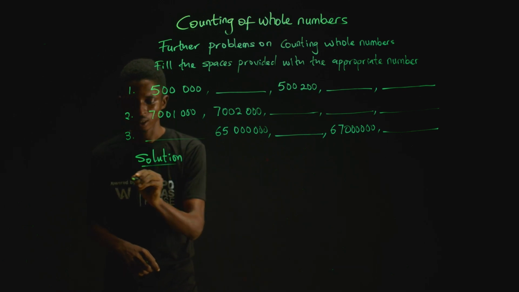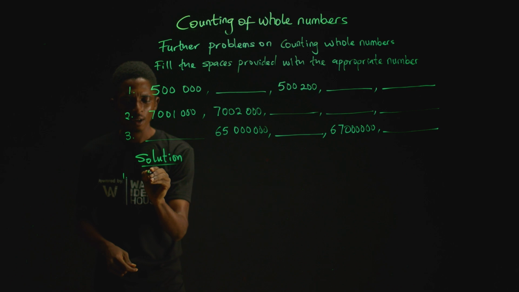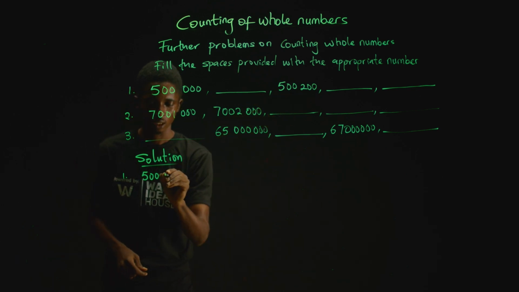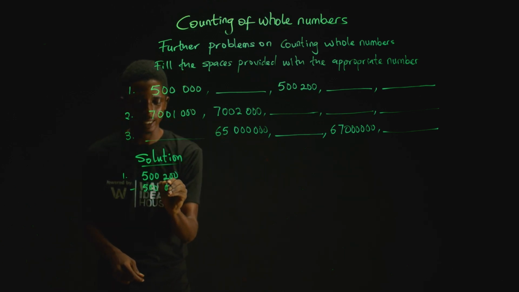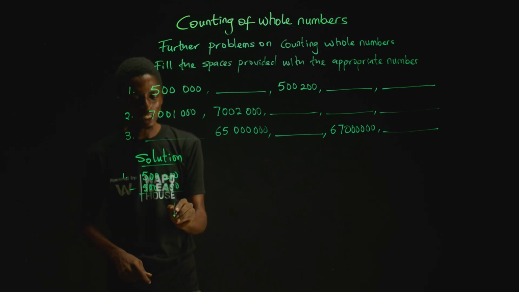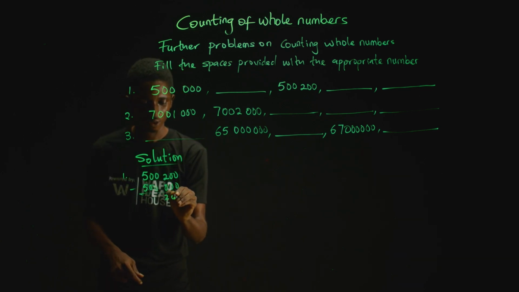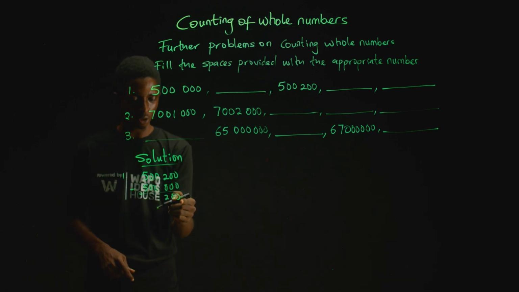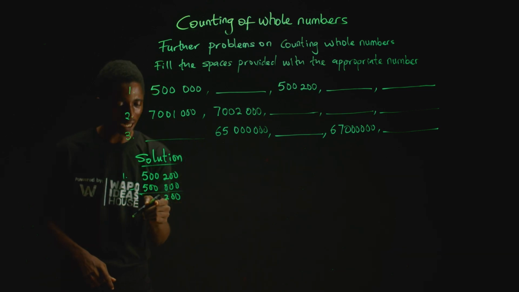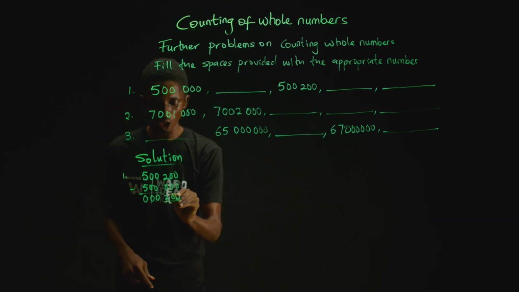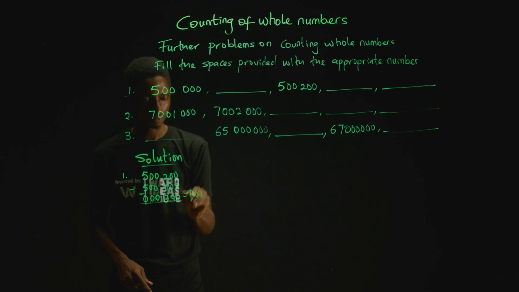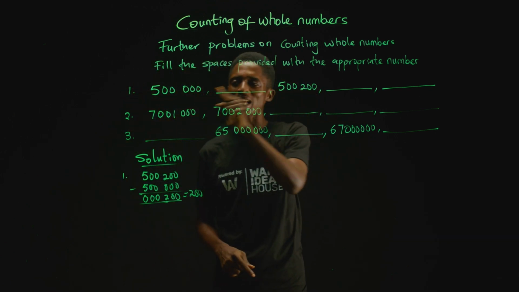for the solution, for the first one, we have 500,200. Then we subtract 500,000 from this. This would give us a difference of 200 because 0 minus 0 is 0, 0 minus 0 is 0, 2 minus 0 is 2. In the other places, 0 minus 0 is 0, 5 minus 5 is 0. So we have just 200. And remember that they are two steps ahead of each other.